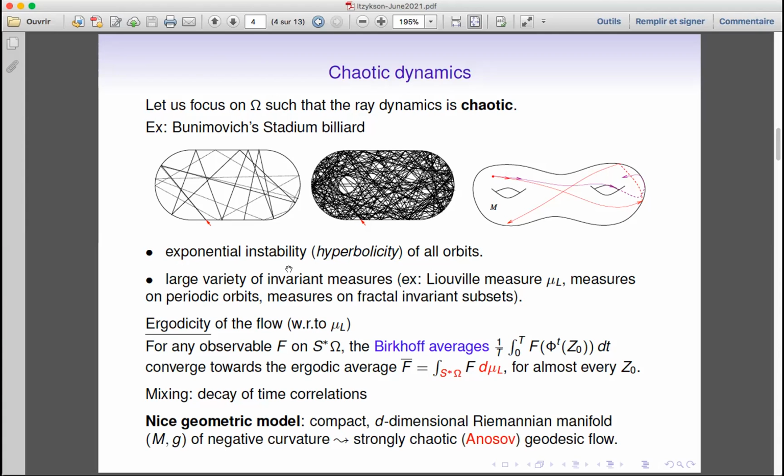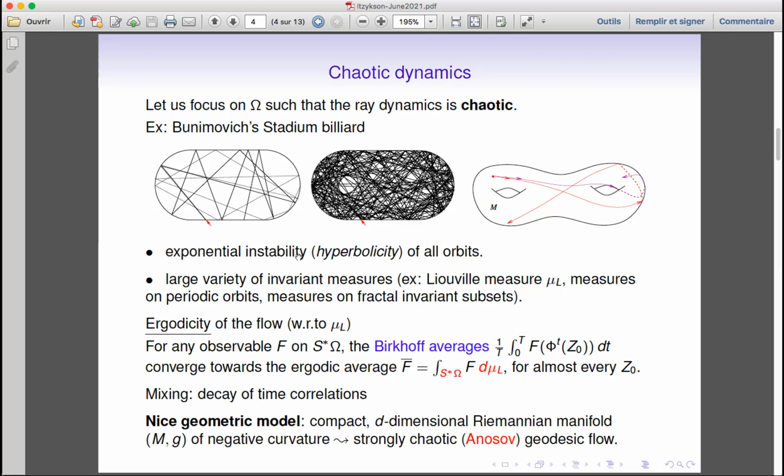From this exponential instability, one can show that there are periodic orbits, and therefore that there are also many possible invariant measures. The easiest and most natural invariant measure is the Liouville measure, which is like the Lebesgue measure, if you want. It is the most natural physical measure, which is invariant by the flow. Because this is a Hamiltonian dynamics, it is conservative, so it preserves this Liouville measure. There are invariant measures localized on periodic orbits, and you can also construct more complicated measures, which are fractal measures. These fractal measures can be supported on the full energy shell, or sometimes on a proper fractal invariant subset. So there is really a zoo of invariant measures for such systems.